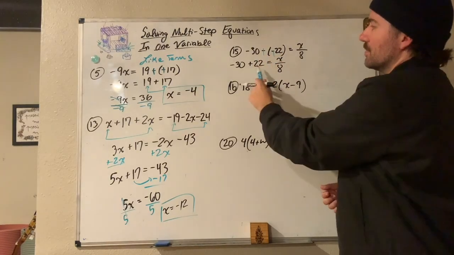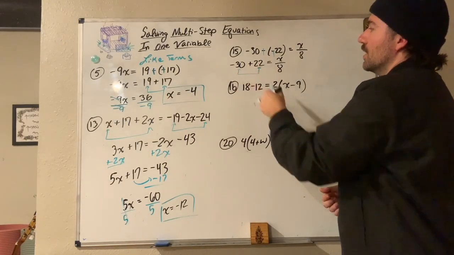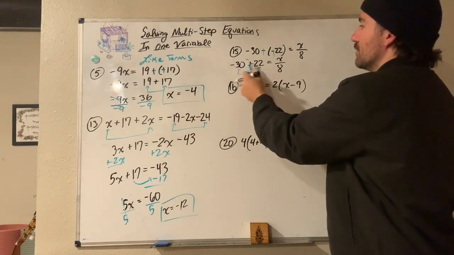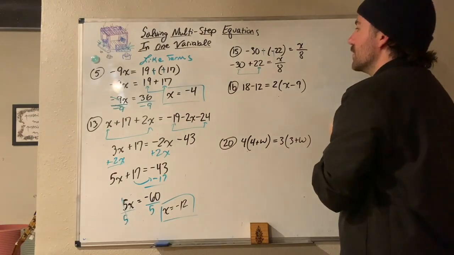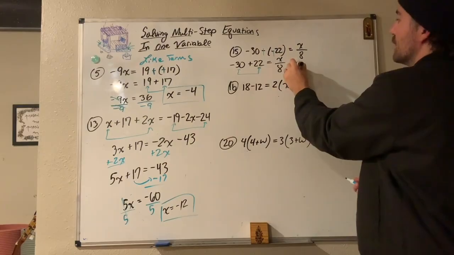And then now we have some like terms on the left side. So let's combine these two. Negative 30 plus 22, I can view that as like 22 minus 30. The result should be negative. Looks like a negative 8. So it should be negative 8 equals x over 8. Let's move this over here.